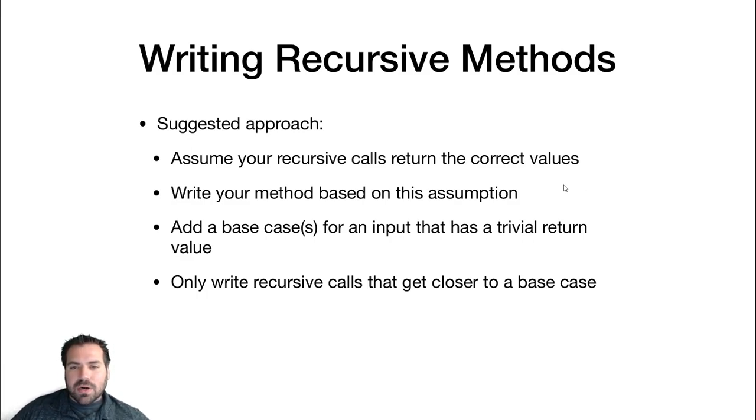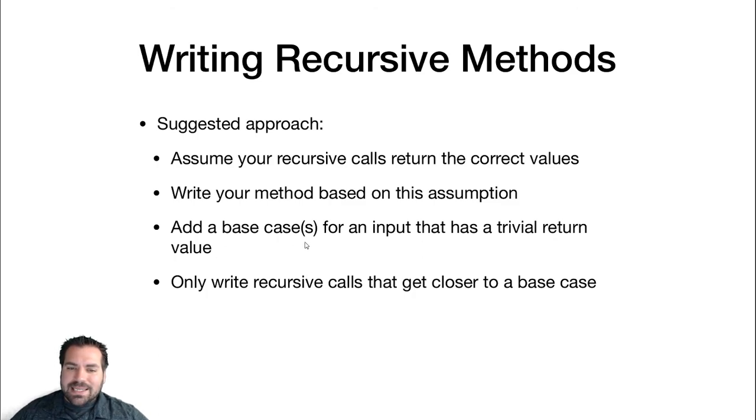Assume your method works. Write your method based on that assumption. Whenever I want to make a recursive call to my own method, I'm just going to assume it works and that it returned the right value by the magic of recursion. Base all your logic on that assumption. Write the whole algorithm and just assume that it does work.